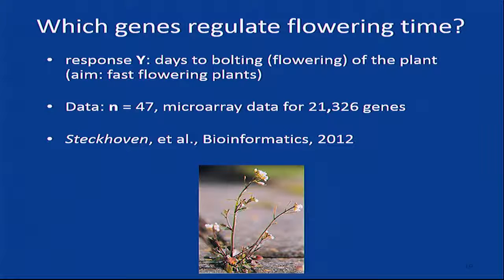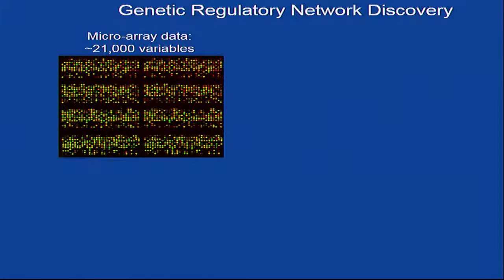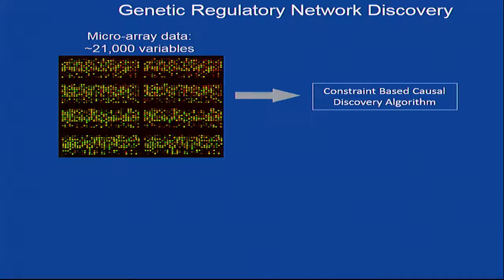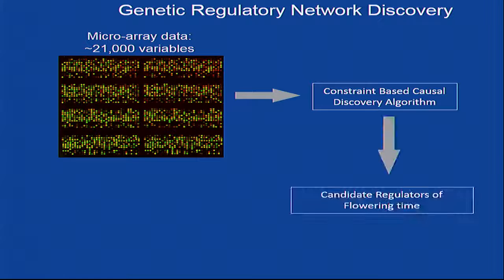So the data were 47 plants, which varied on their flowering time, and each plant was put into a microarray, and so we had data on about 21,000 genes. So we have this data on the genes, and that expresses for each little dot how much of the gene is expressing itself in those 47 plants. And then we applied a constraint-based discovery algorithm, and from that we got about 25 candidate regulators of flowering time.